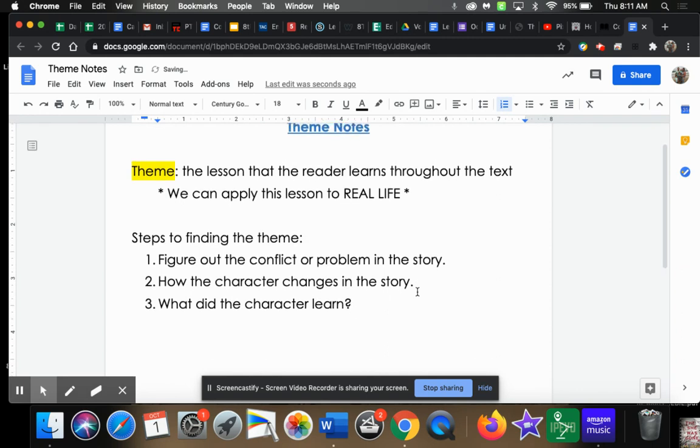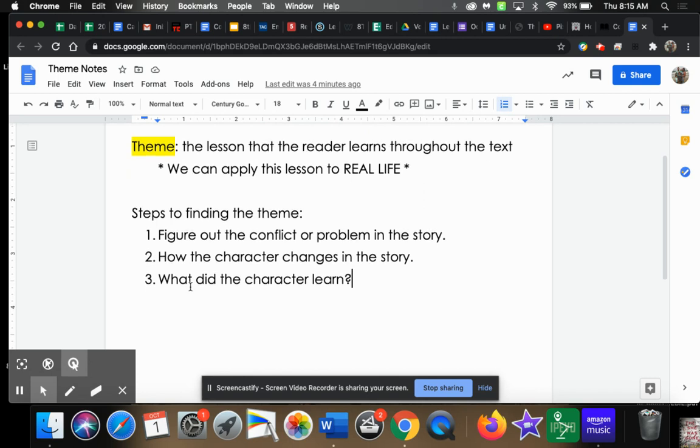Okay, so the 3 steps, and again, you should write these 3 things down. You're trying to figure out the lesson that we as readers need to learn. So step 1 is figuring out the conflict or the problem. Step 2 is looking at how the character changes. And step 3 is asking yourself, okay, what are some things that the character learned? I'll give you guys a second to write this down. So we have the steps, we have the definition.